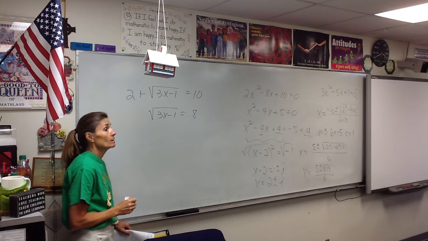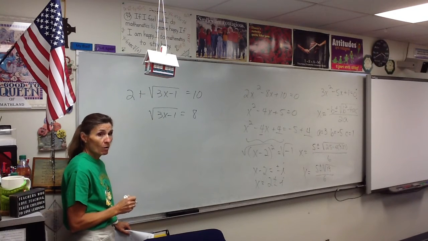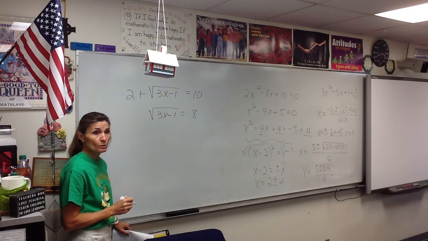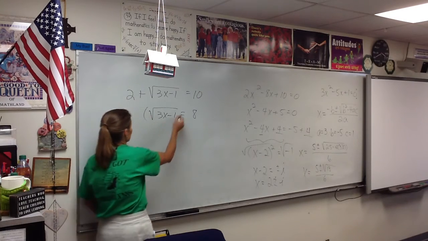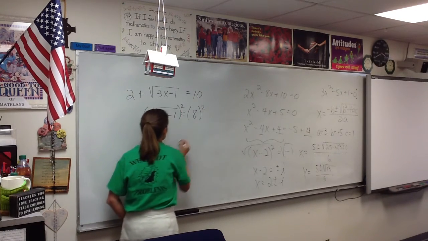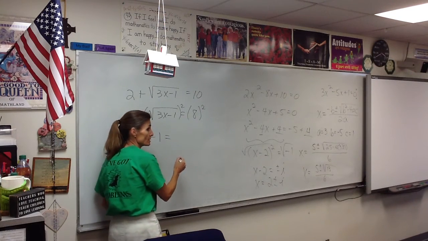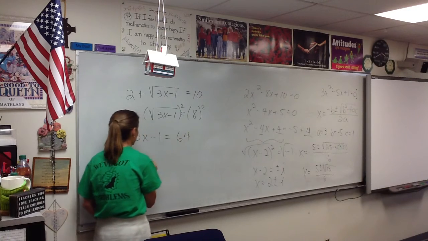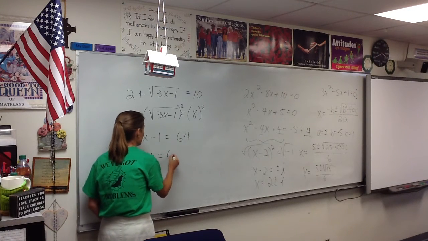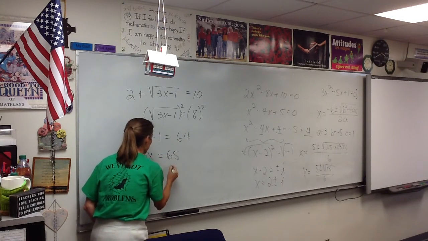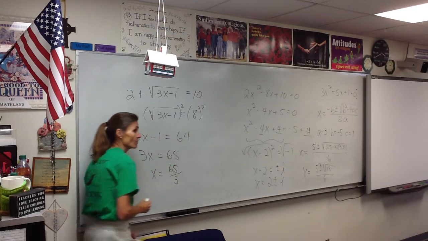Squared. Now we remember we're going to square both sides. So 3x minus 1 equals 64. 3x equals 65 and x equals 65 thirds.